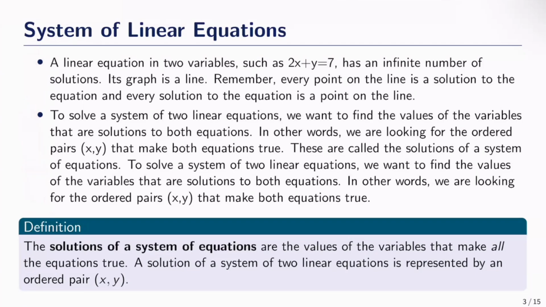A linear equation in two variables such as 2x plus y equals 7 has an infinite number of solutions. Its graph is a line. Remember, every point on the line is a solution to the equation, and every solution to the equation is a point on the line. Thank you.